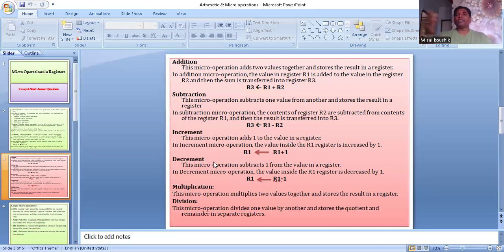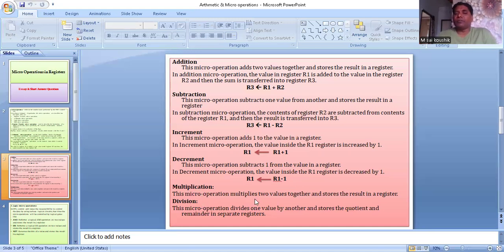Increment, arithmetically, is a micro operation that adds 1 to the value in the register. 1 plus 1 is equal to 2, which means incrementing or increasing. Decrementing is the micro operation that subtracts 1 from the value in the register. That is called R1 arrow R1 minus 1. R1 plus 1 is called increment, minus 1 is called decrement.